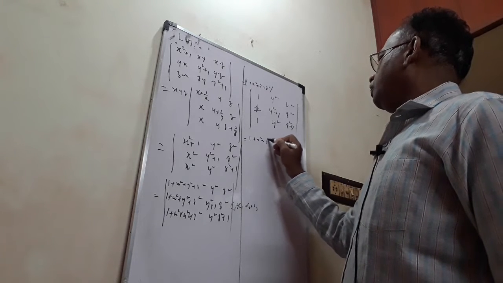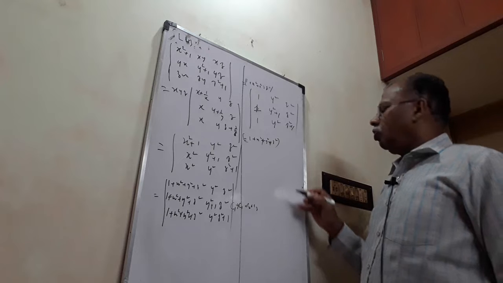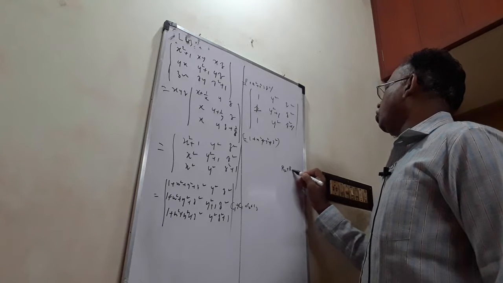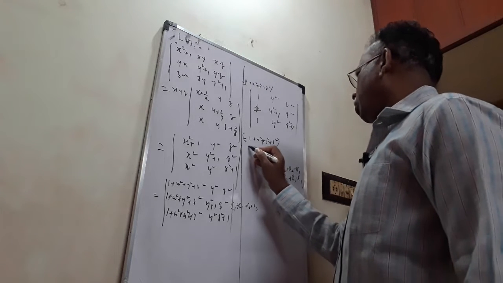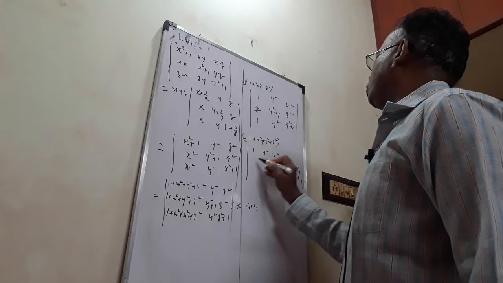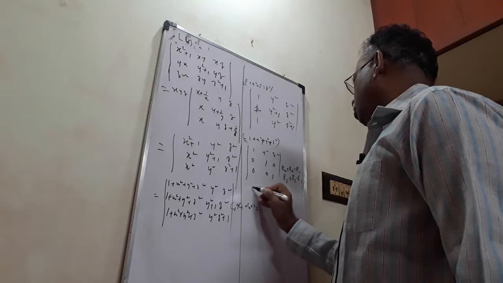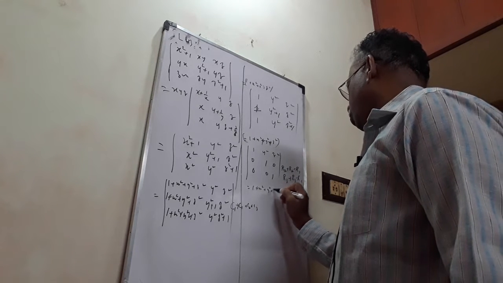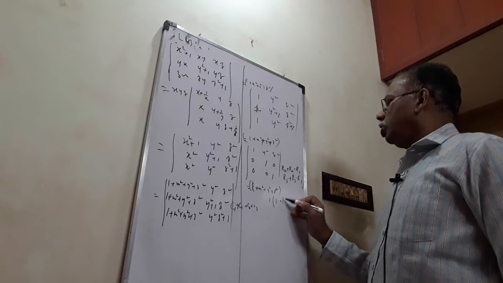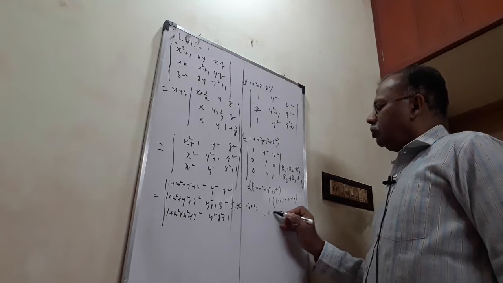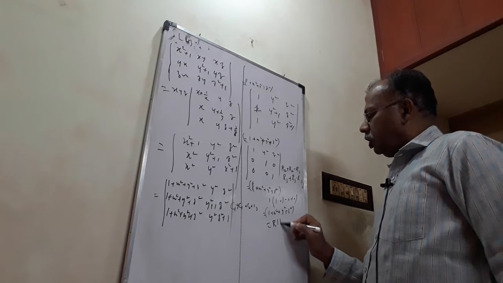It is always easier for anybody to follow if there is 1 in one of the columns. Always write R2 going to R2 minus R1, R3 going to R3 minus R1. What do I get? 1, y square, z square; 0, 1, 0; 0, 0, 1. There is 1 plus x square plus y square plus z square. Expand using C1 now. 1 into 1 minus 0 minus 0 plus 0, which reduces to 1 plus x square plus y square plus z square, which is my right hand side.